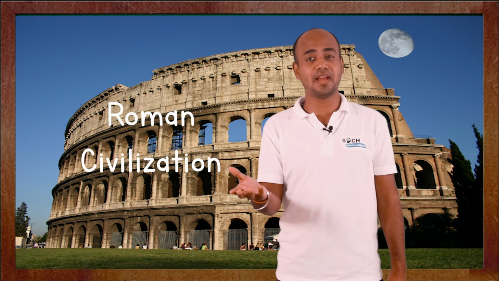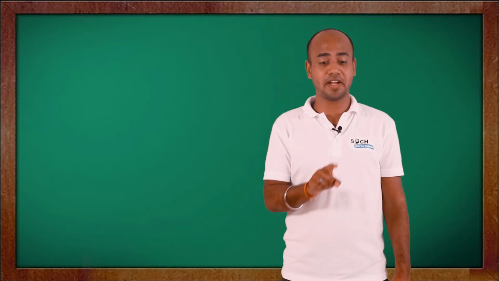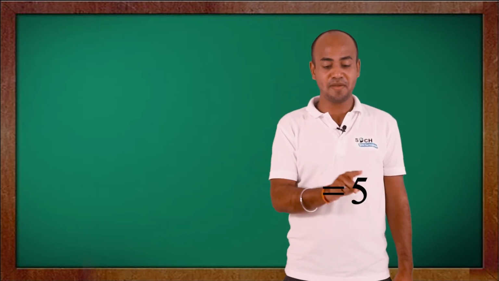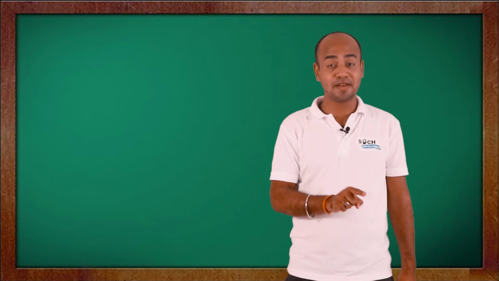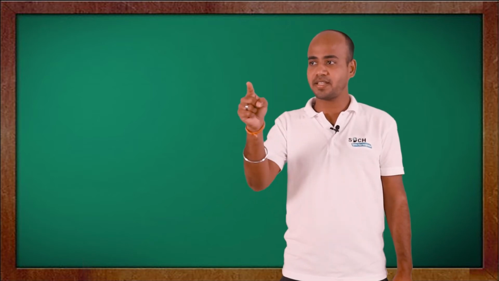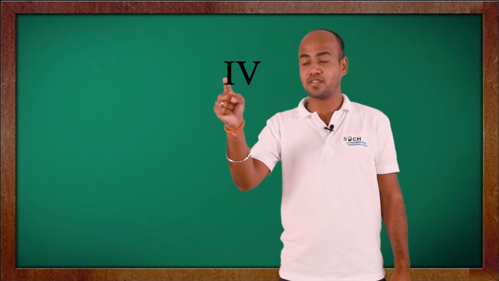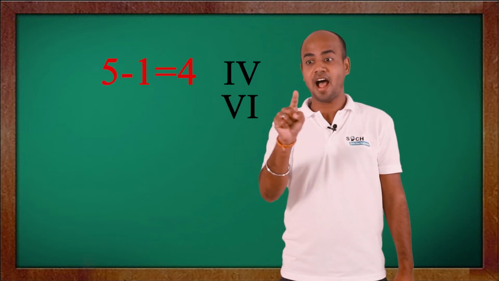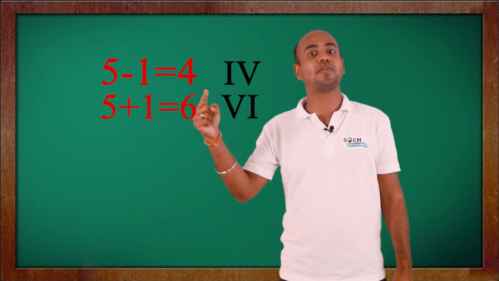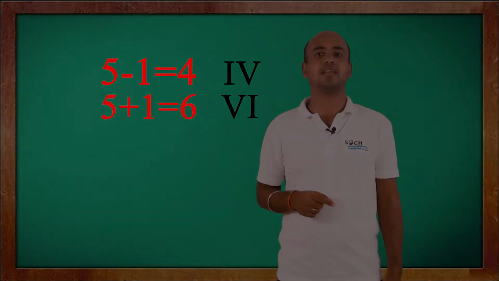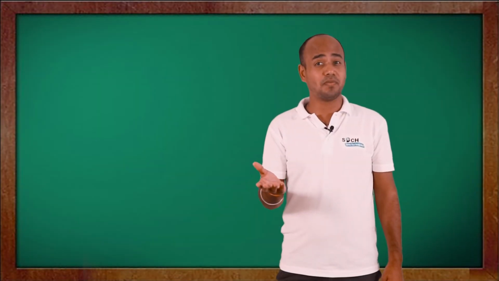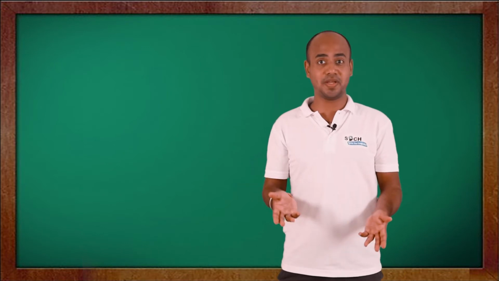Now came the Roman civilization, wherein people represented 1 by I, 5 by V, and yes, 10 by X. Now you must see this 4 is 4 because I comes before V, this is 5 minus 1, 4, and here I comes after V, this is 5 plus 1, 6. But the Roman numeral system was a cumbersome method to write, as you can see.